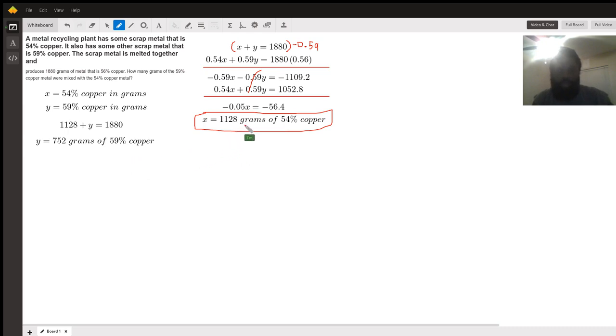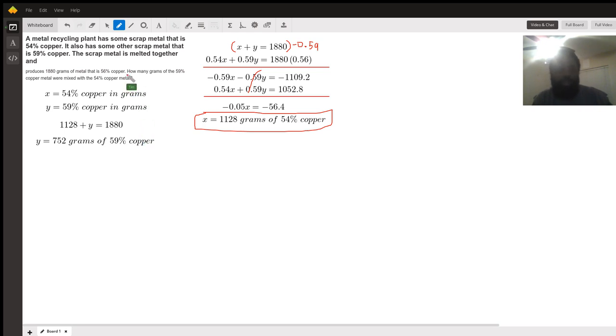And then we take that number, plug it into the first original equation, 1,128 plus y equals 1,800 to solve for the number of grams in the 59%. We subtract 1,128 from both sides to get 752 grams of 59% copper.